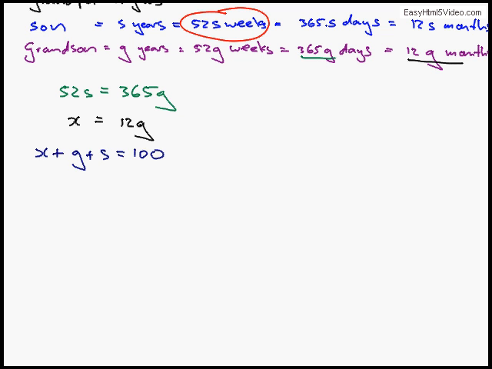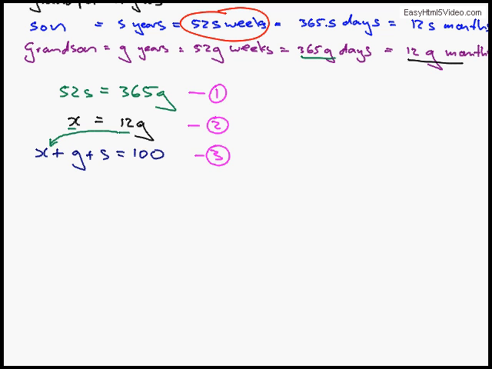Which essentially means what we have now are three equations with three variables. We've got S, G, and X in three equations. So let's call that equation number 1, equation number 2, and equation number 3. And since we have three variables, we will need to do simultaneous equations with the three equations. And we can start by saying, since we know that X is equal to 12G, we can just substitute it into there and form a new equation.